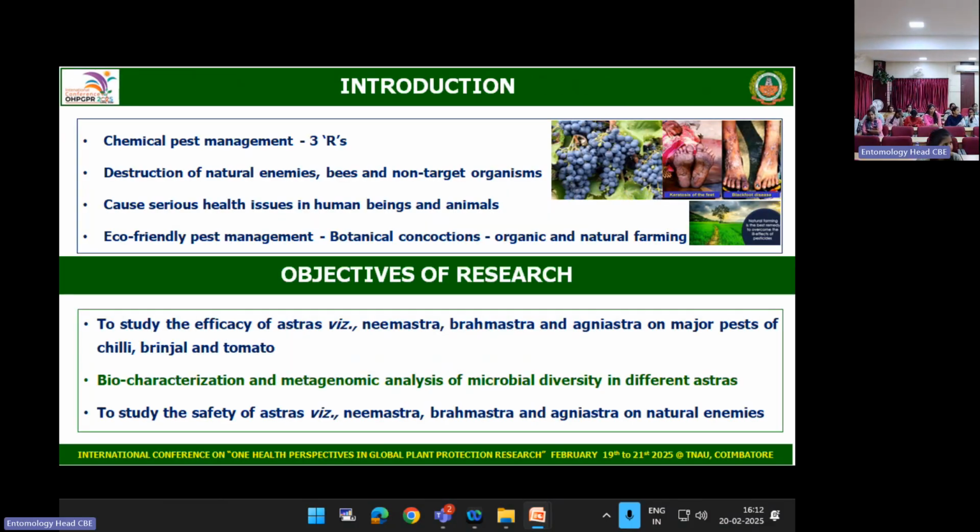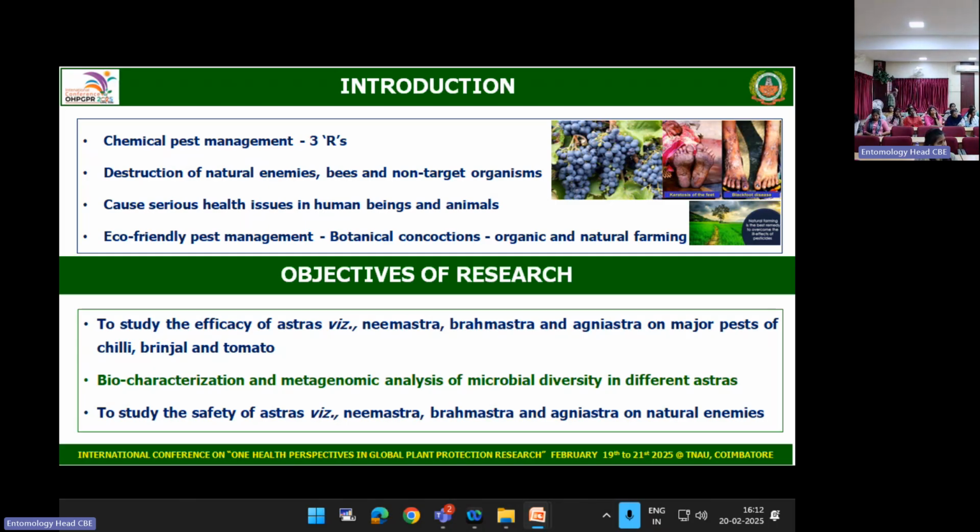So why these astras? Where do they come from? Actually we all know the ill effects of chemicals, that is, the indiscriminate use of chemical pesticides. The three are residue and resurgence, and apart from that, the indiscriminate use of insecticides destroys the natural enemies, as well as causing serious ill effects or health issues in human beings as well as in animals.